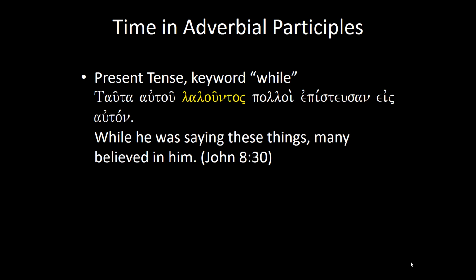So here on the time element in an adverbial participle, here's present tense, keyword while: tauta autou laluntas, paloi episteusan eis auton. So this participle is an adverbial participle, and it's expressing a time idea. It's present tense, so we'll say while. Now this one also happens to be a genitive absolute because the subject of the participle is autou, he. While he was speaking tauta, these things, then the subject polloi, it's the subject of episteusan, many believed, eis auton. So present tense, keyword while.